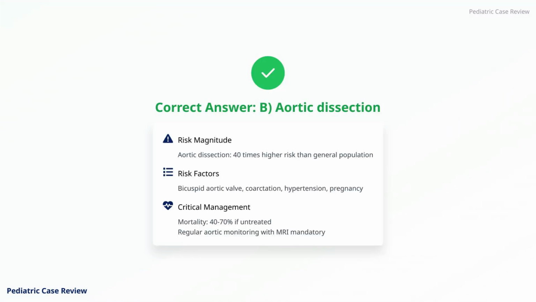The correct answer is B, aortic dissection carries 40 times higher risk in Turner syndrome compared to the general population. Risk factors include bicuspid aortic valve, coarctation, hypertension, and pregnancy. Mortality reaches 40 to 70% if untreated. Regular aortic monitoring with magnetic resonance imaging is mandatory, especially before and during pregnancy.